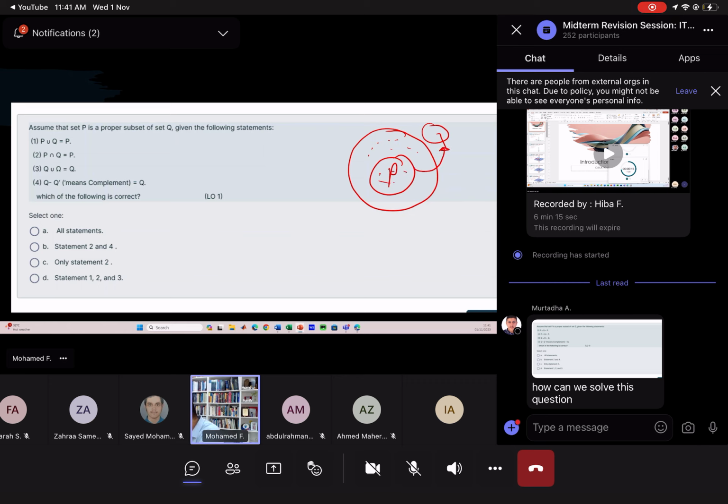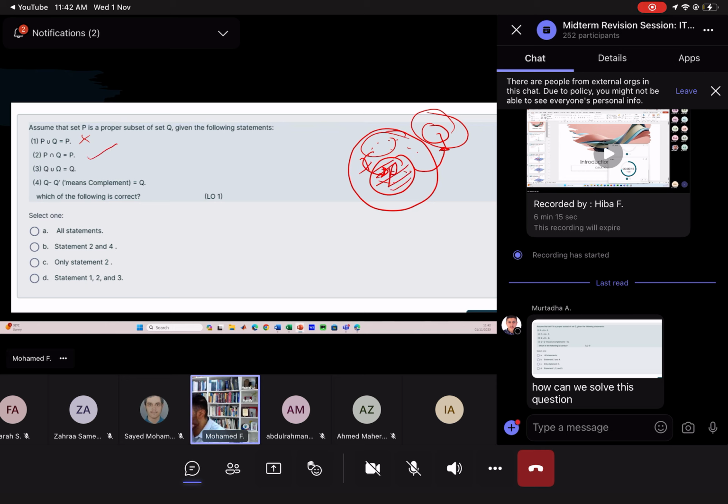So the question is, given the following statements, which of the following is correct? The union of P and Q is equal to P, that's not correct. Why? Because the union of P and Q is Q, the bigger one. P intersect Q is equal to P. That's correct, because this part is common between both of them.